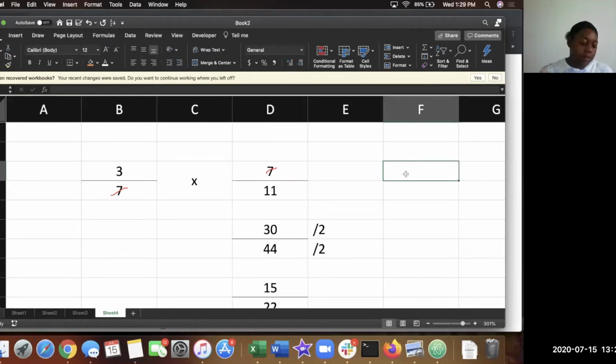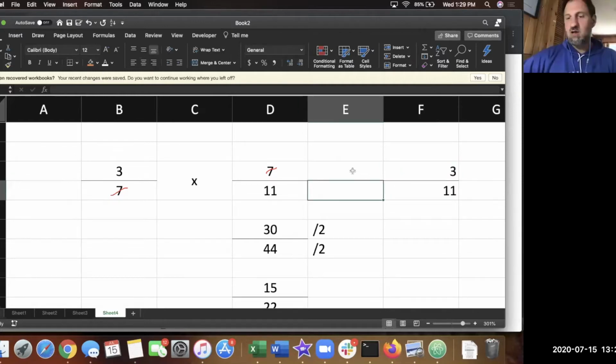I've got a question though. Does it have to be diagonal or across? Well, it can be straight up and down as well.